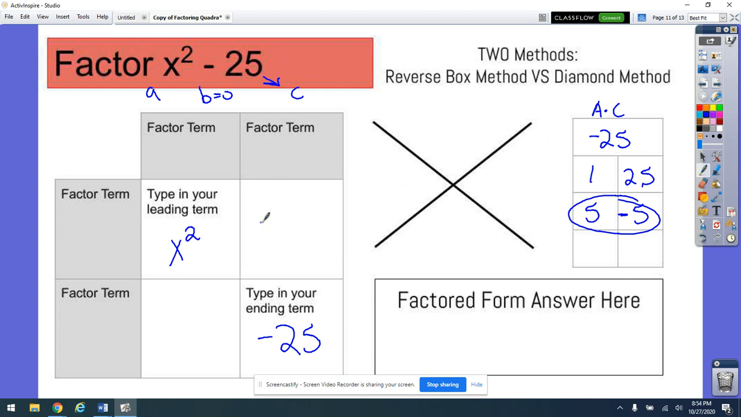So what's going to happen is this. I'm going to take my two terms. I'm going to put my positive 5x here, and I'm going to take this term and put my negative 5x here. So 5x minus 5x gives me 0. That's why they're going to cancel out.